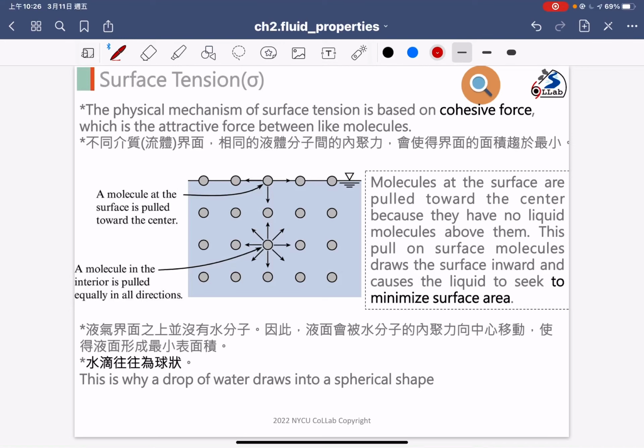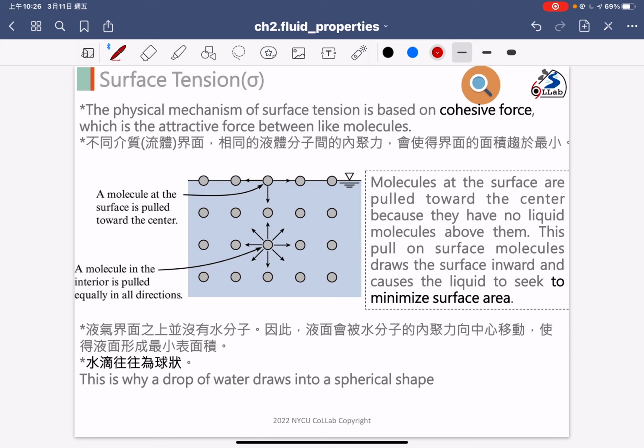We still have three very important properties we haven't taught before. The first one is the surface tension. The second is the vapor pressure. The final one is the specific heat.